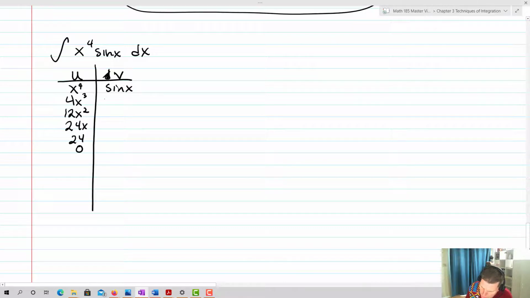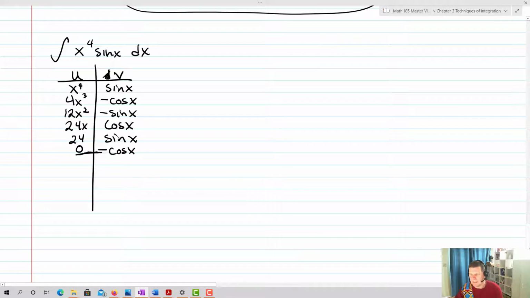Then on my v side, I'm going to integrate. The integral of sine x is negative cosine x, and then I take the integral again. I get negative sine x, then positive cosine x, then positive sine x, and then negative cosine x again. Notice I stop when I hit the 0, when I've zeroed out, which means there's nothing to multiply by any longer.